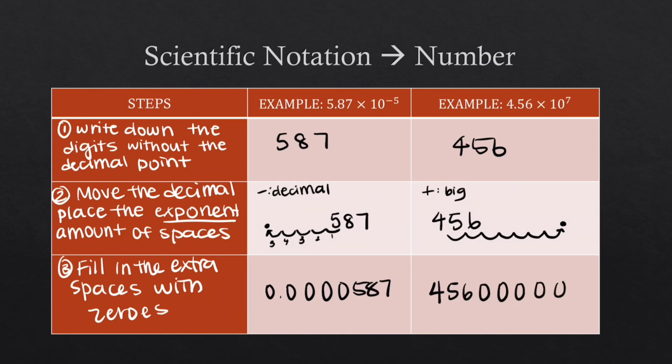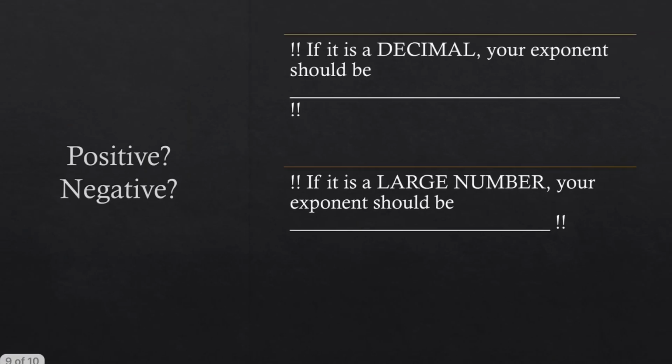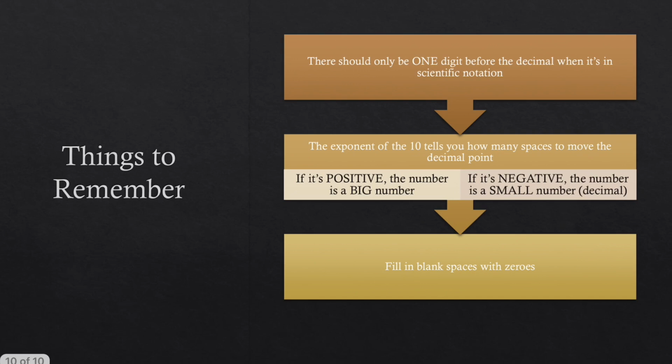Other things to remember: there should only be 1 digit in front of the decimal when you're doing scientific notation correctly. The exponent of the 10 will tell you how many places to move the decimal point. Remember that big numbers make a positive exponent and decimals are a negative exponent. And finally, remember to fill in the blank spaces with zeros. Don't just leave them empty, because then they'll be sad numbers.